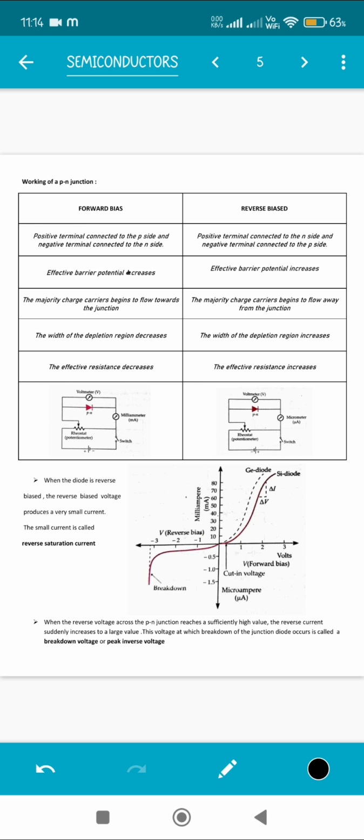Now this is the graph. I guess you remember this graph. You have studied it in chapter number 3. So the first quadrant represents the forward bias condition and the third quadrant represents the reverse bias condition. If you see in the positive y-axis it is written milliampere because it is the forward bias current, and in the negative side of the y-axis it is written microampere. That means in reverse bias the current is very less.